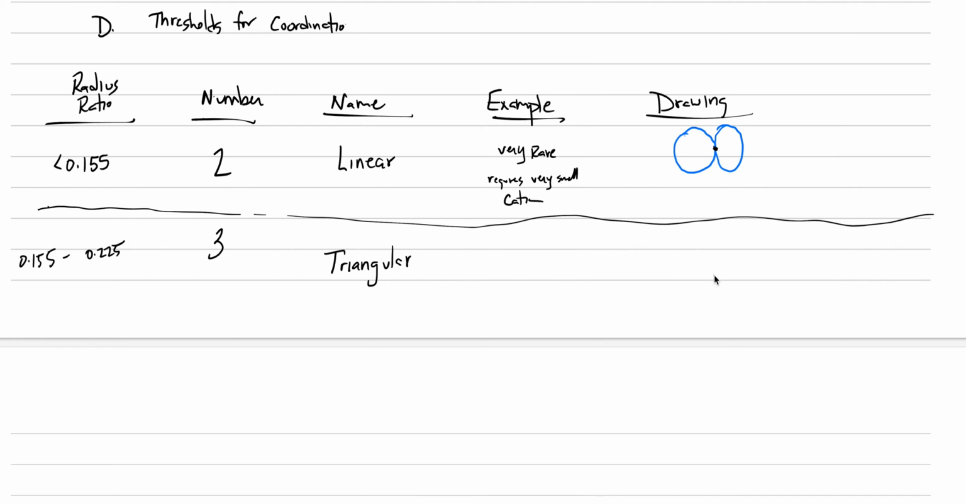Our drawing would be 1 cation surrounded by, try to draw them as clean as you can here. Oh, I glitched out. That was a glitch in the computer. That was not my fault. All right, we drew 3 circles like this. And there it is. We have a triangular coordination.